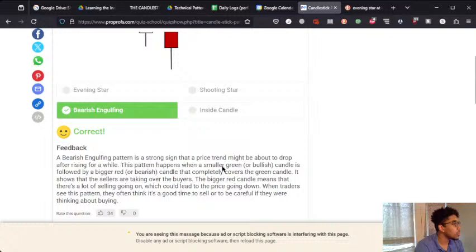Whoa, do I have it reversed maybe? The bigger red candle means there's a lot of selling going around, meaning the price could go down. Really? Okay, so I'm gonna have to go back and make sure that I fully understand what all these patterns mean, because clearly I'm getting confused, right? So what does it mean to be buyer dominated, and what does it mean to be seller dominated, and how is that reflected in the charts? Cool.